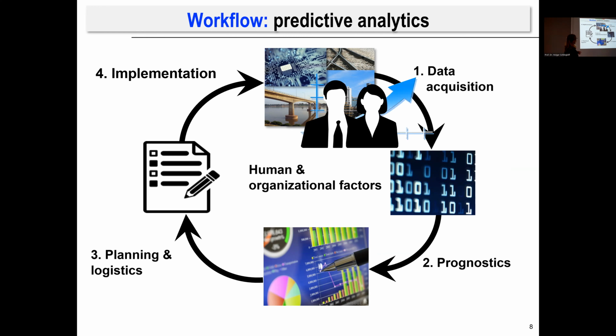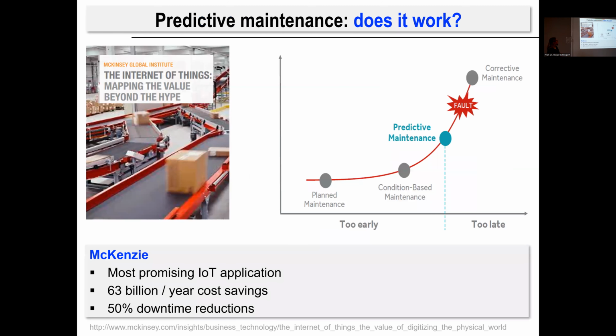This workflow is, of course, not special for predictive maintenance. It's a general workflow for predictive analytics. If you want to sell more books on Amazon, then you also acquire data, prognose sales, do planning and logistics, and so on. So predictive maintenance, does it work?